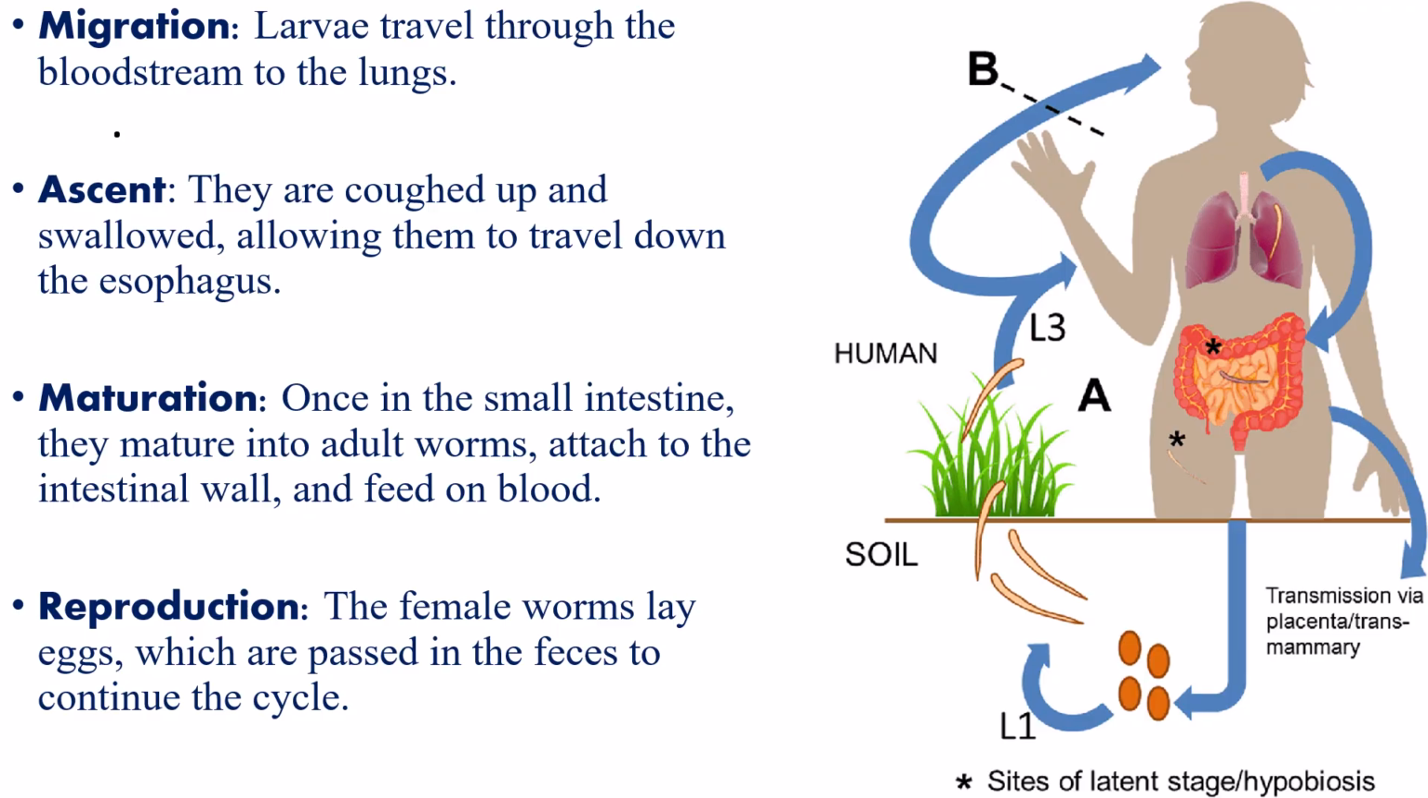This is followed by migration. Larvae travel through the bloodstream to the lungs. Then they are coughed up and swallowed, allowing them to travel down the esophagus. Once in the small intestine, they mature into adult worms. They attach to the intestinal wall and they feed on blood. The female worms lay eggs, which are passed in the feces to continue the cycle.